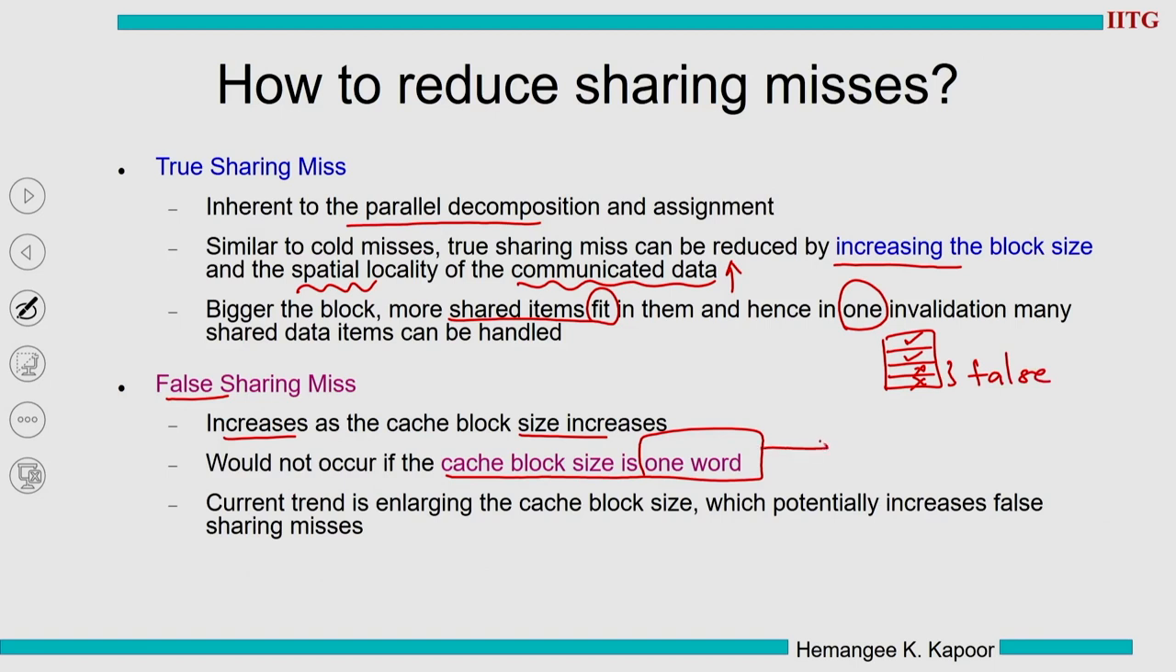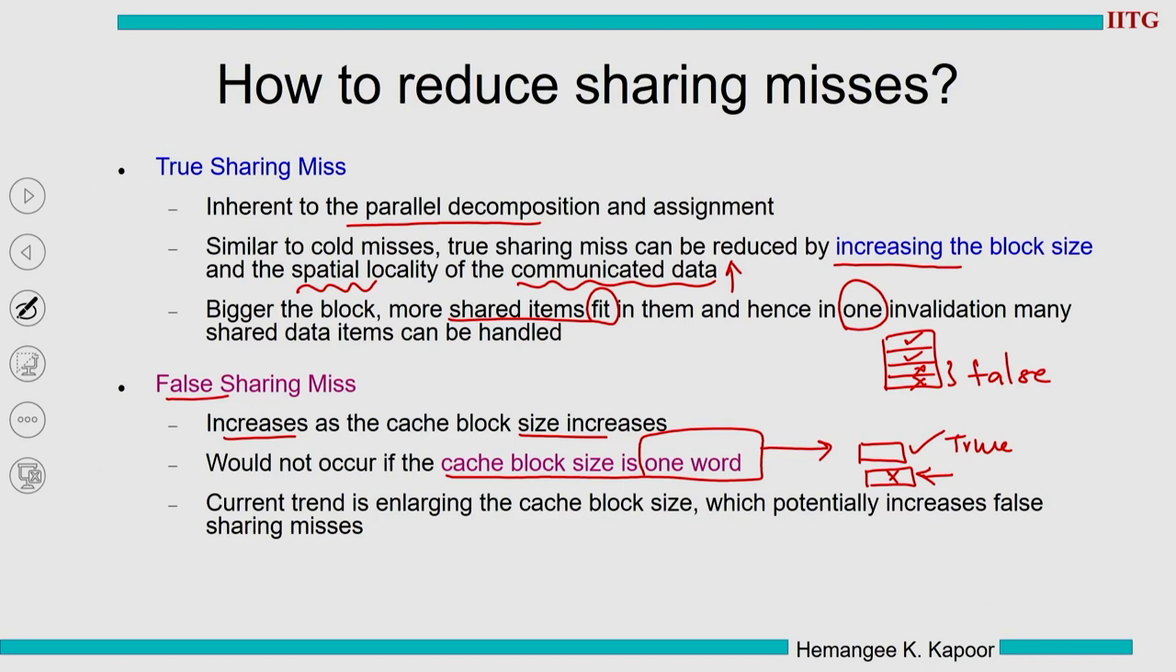Whereas in this case, where my cache block only has a single word, this big block I'm going to make into small boxes, and if this is shared, this will be a true sharing miss, and if this is not used, it will never be invalidated here. So this will not be invalidated, it will stay with the processor and hence not incur the false sharing miss as we saw in the bigger block case.